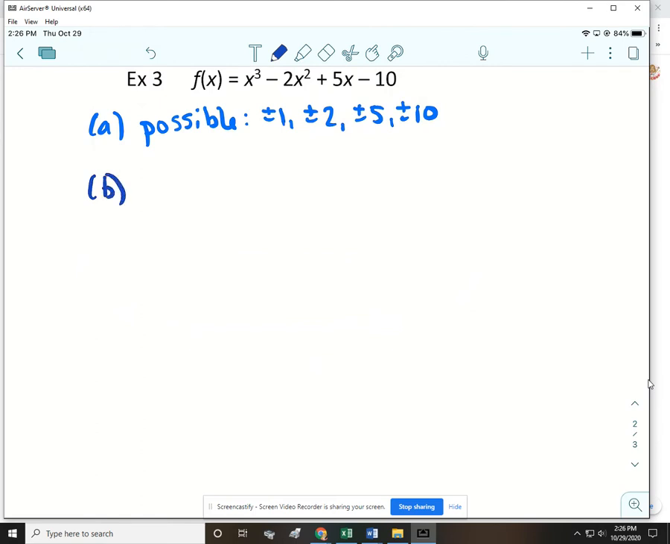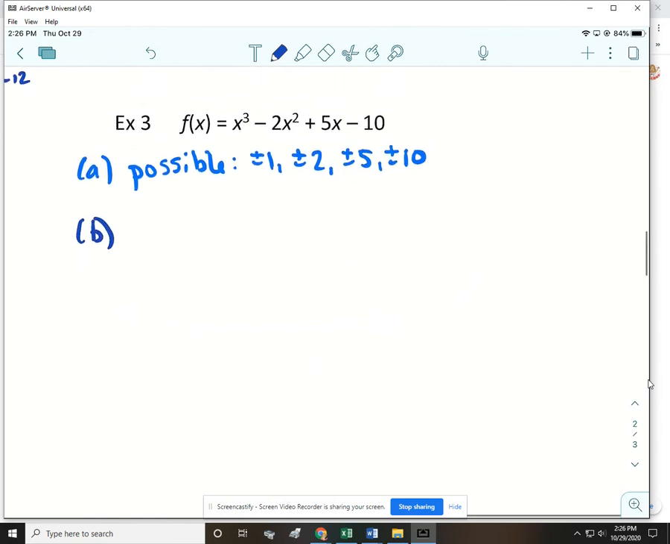For the B part, first I would check 1. To check 1, I'm going to add the coefficients and the constant to see if I get 0. But when I do, that's -5, -7, I get -6, so no, that doesn't work. 1 is definitely not going to be a zero. So then I try something else. I'm going to try 2.